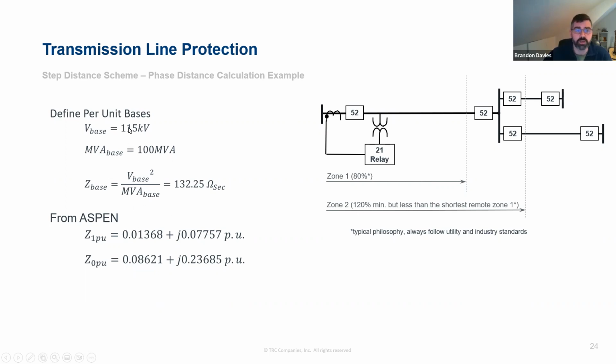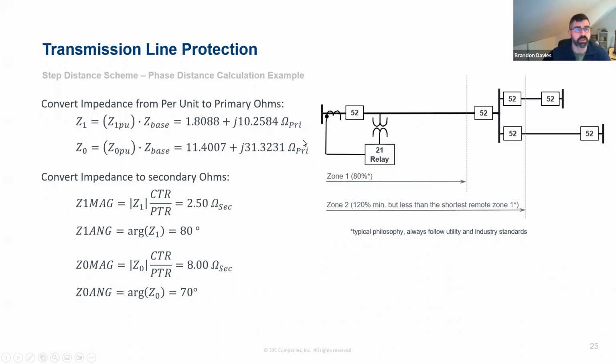So basically, just like we would with any other per unit conversion, we're going to need to define our per unit bases. So we've got a line-to-line voltage base of 115 kV. Aspen is generally programmed at 100 MVA base. And we can use that to calculate our Z base, which we can use to convert from per unit back into ohms. And we know what our impedance is from Aspen. So we'd use the Z base and our per unit impedances to convert from per unit to ohms primary. And then from there, we can use our CT ratio and PT ratio to convert that into ohms secondary.